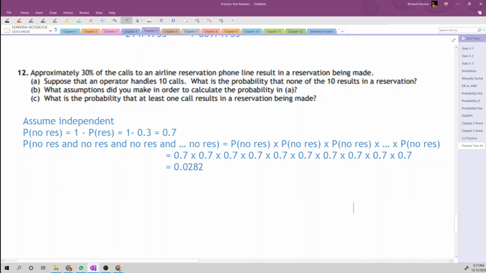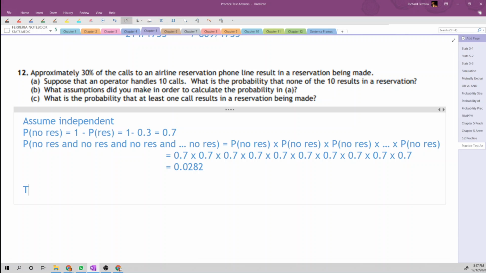And I think part B, we've already answered that. What assumptions did we make? We had to make the assumption that the calls were independent.